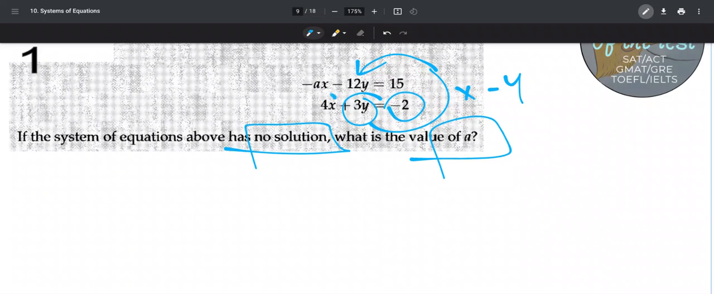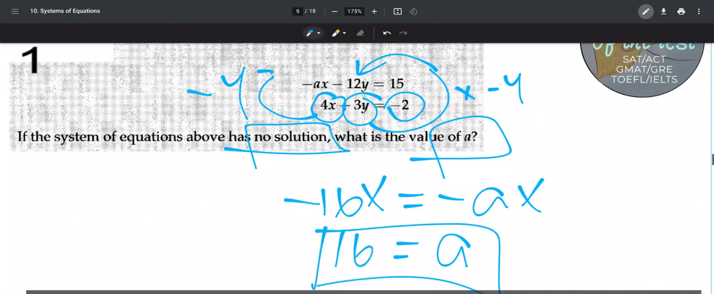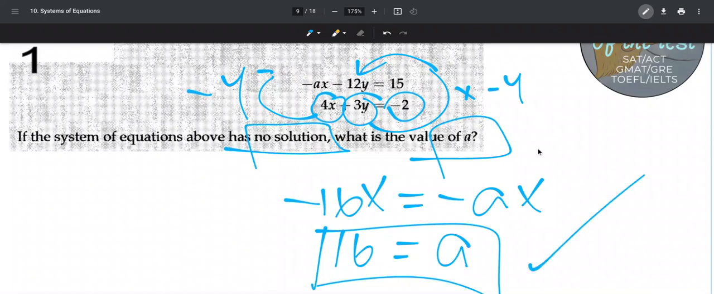So now all I'll have to do is multiply the 4 times negative 4, and it's going to give me negative ax. Now, a trick here is that 4 times negative 4 is negative 16x. But negative 16x is equal to negative ax, which means a is not negative. a is going to be positive 16 because negative 16 is equal to negative a, so both are positive. So the answer will be 16. Pause the video, copy.